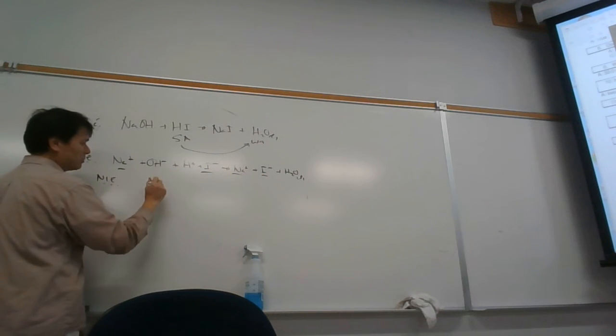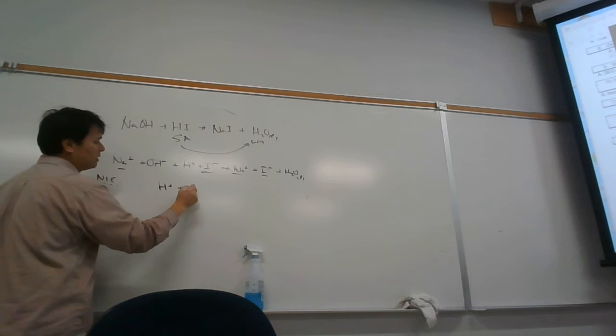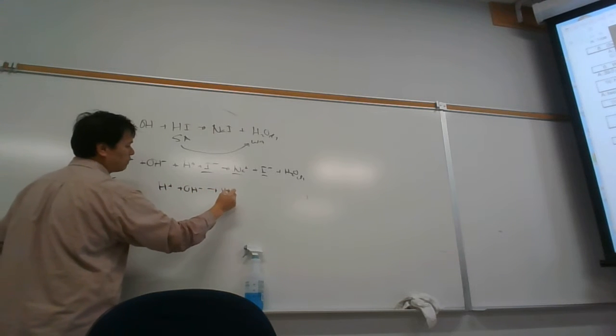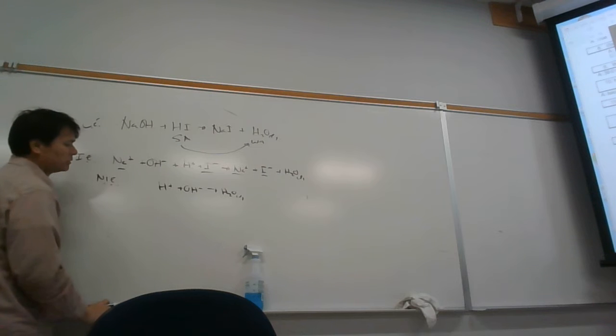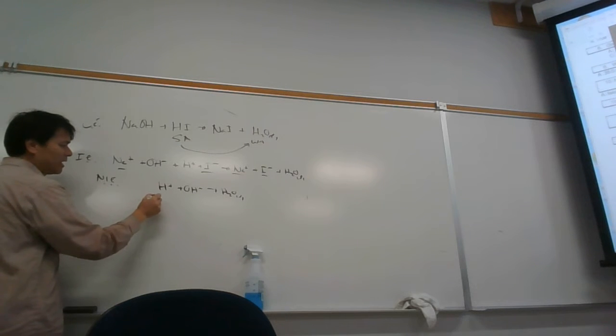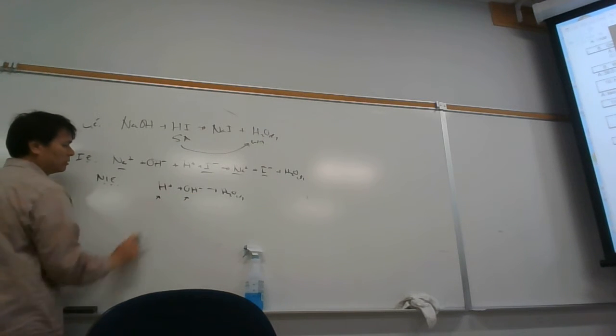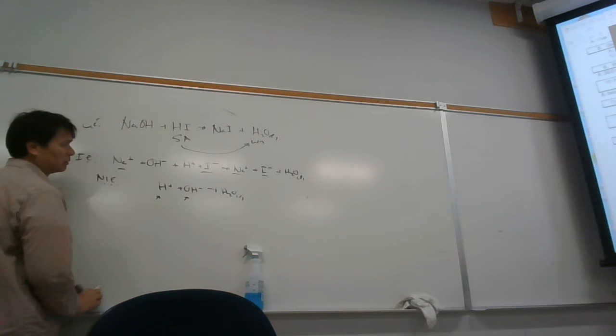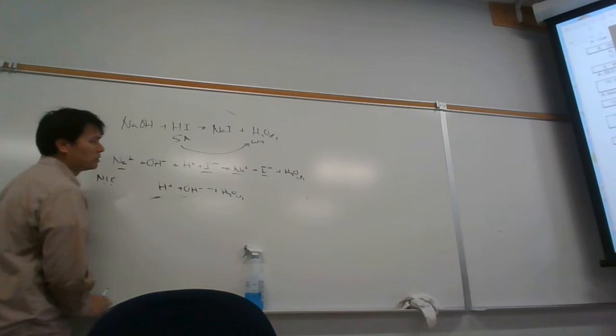And I'll just flip this around. So we have H plus plus OH minus yields H2O liquid. And so what we have here is strong acid plus strong base yields water. And so this is what we call acid-base neutralization.